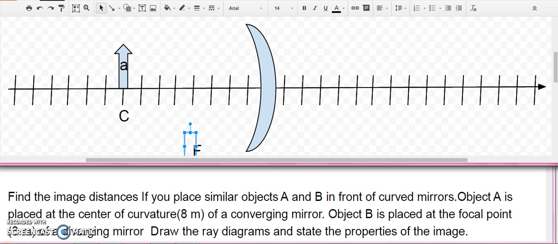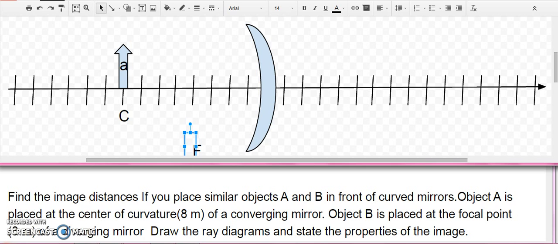The problem is, find the image distances if you place similar objects A and B in front of curved mirrors. Object A, as seen above, is placed at the center of curvature, 8 meters, of a converging mirror. Object B is placed at the focal point, 3 meters, of a diverging mirror. Draw the ray diagrams and state the properties of the image.